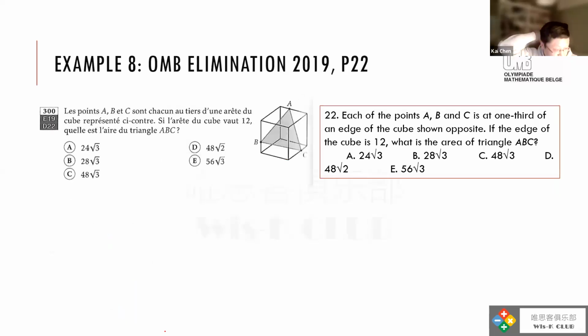Number 8, something about the 3-dimensional. So you might think, oh, 3-dimensional is very challenging. Imagine we have a cube. The A, B, C is like a point which divides the edge into 1 to 2. And we know the edge of the cube is 12. And what is the area of the triangle ABC?